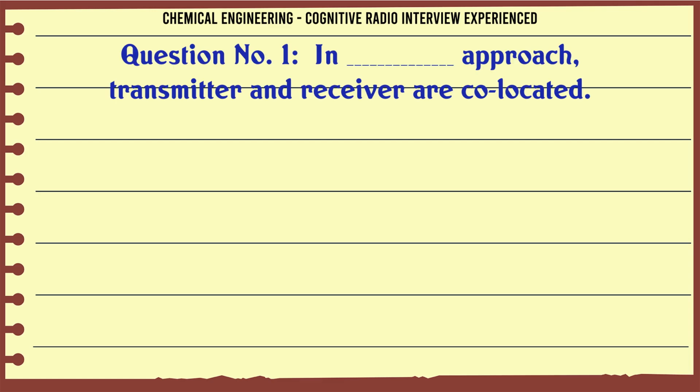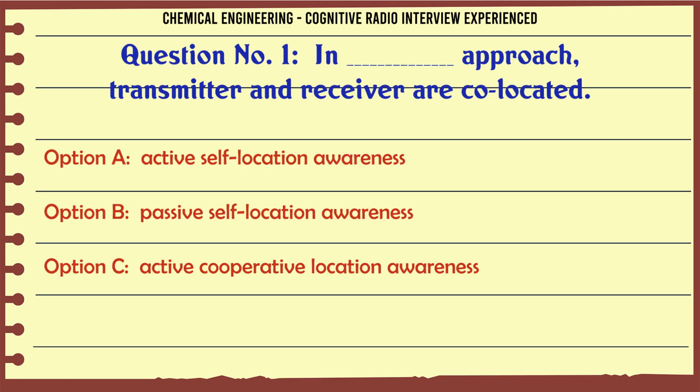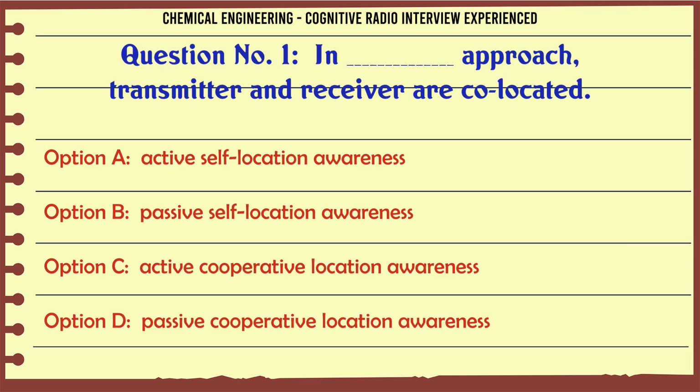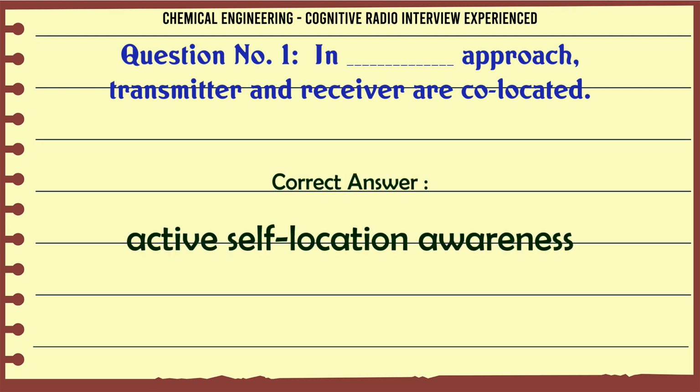In approach, transmitter and receiver are co-located. A. Active self-location awareness. B. Passive self-location awareness. C. Active cooperative location awareness. D. Passive cooperative location awareness. The correct answer is active self-location awareness.